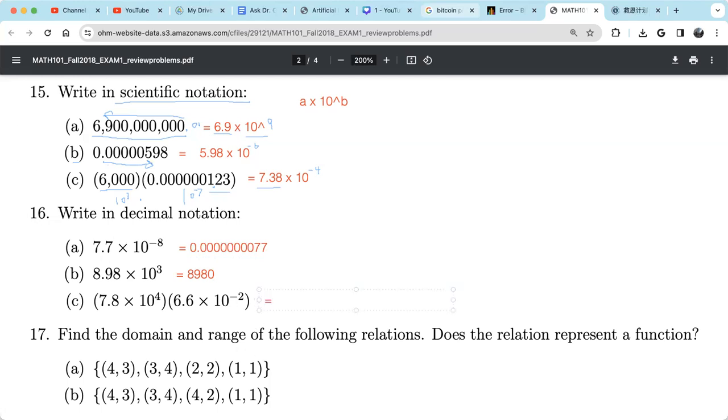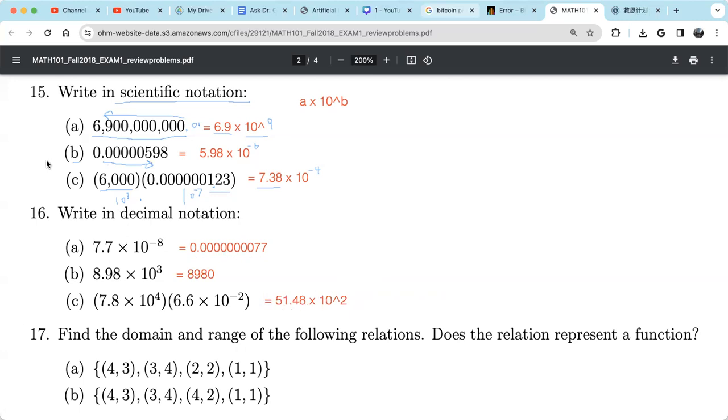Last one. We need to multiply 7.8 with 6.6. When we multiply those two, I'm going to use my calculator. So 7.8 times 6.6. We get 51.48. Then multiply those two numbers. We have 10 raised by 4 and times 10 raised by 2. So 4 minus 2 becomes 2. That becomes 10 raised by 2.